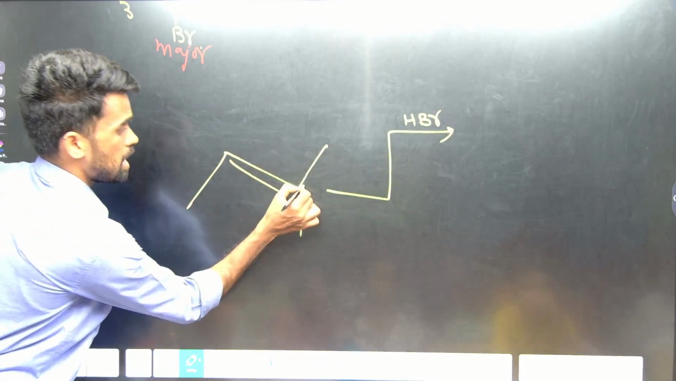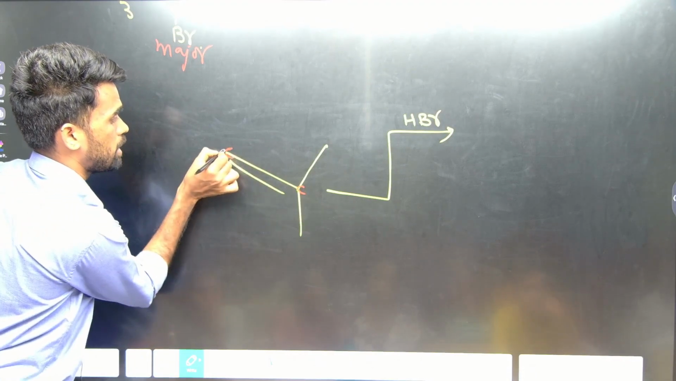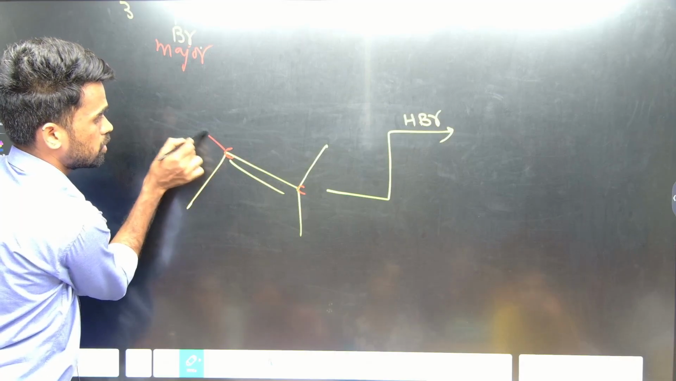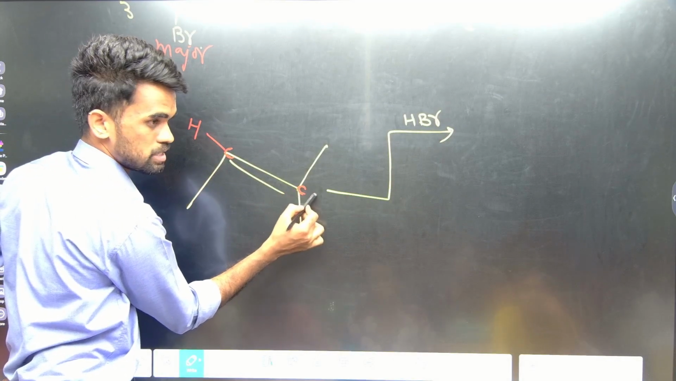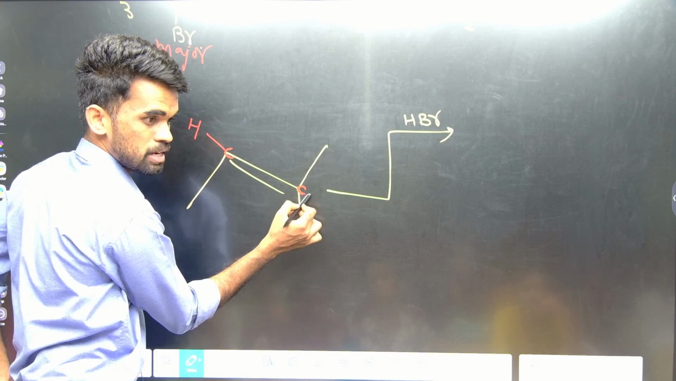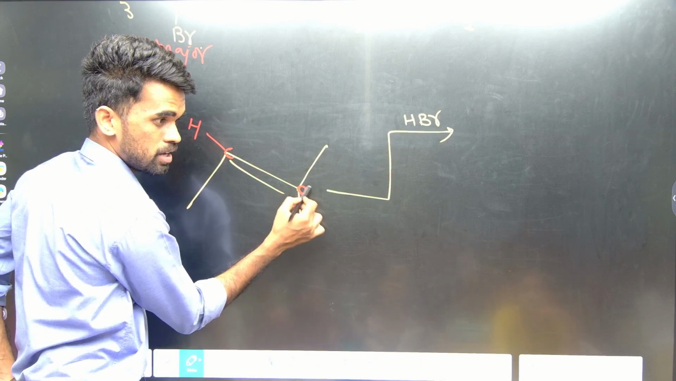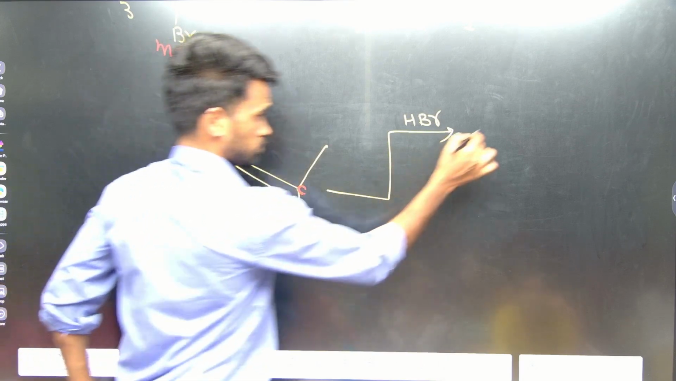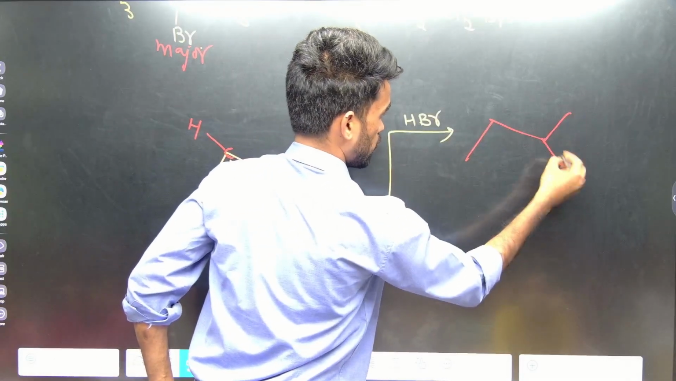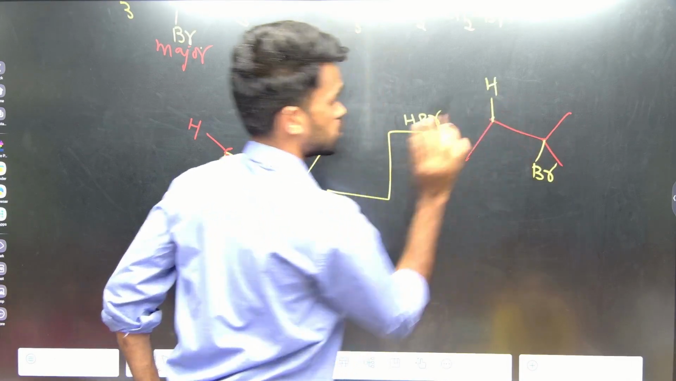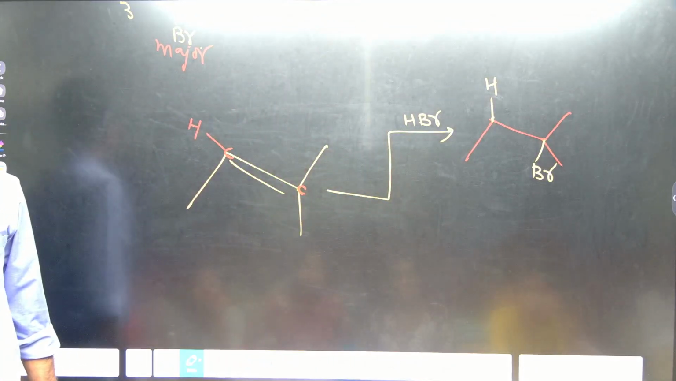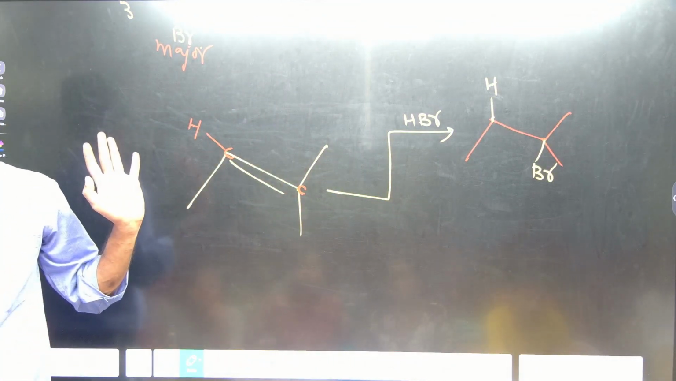See, this is the alkene carbon. We need to compare. How many hydrogens are there on this carbon? One. This side we have 0 hydrogens. So 0 is the least number. So here what should I add? That's it. So what is your final product? Here Br, here H. That's it. Is this clear or not? This is what Markovnikov rule addition means.